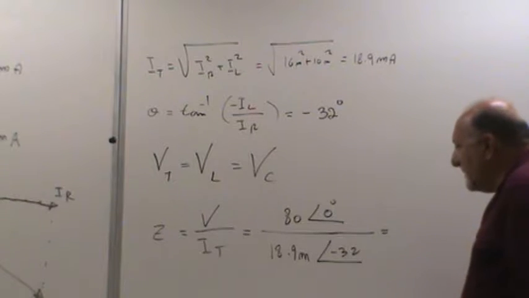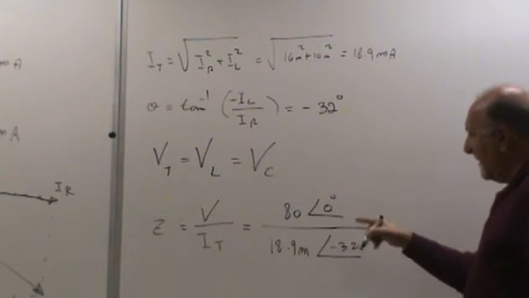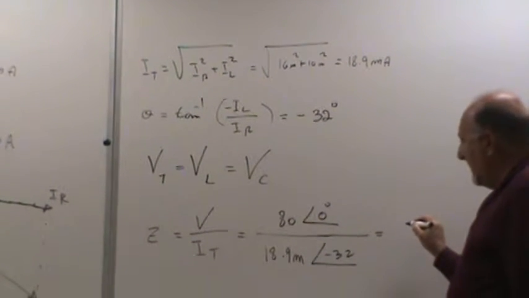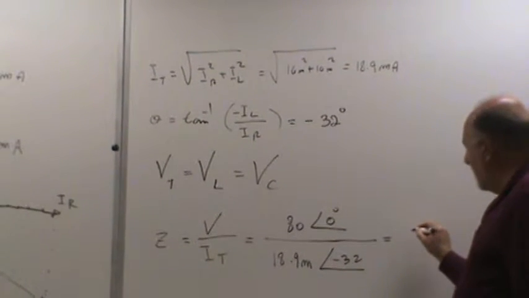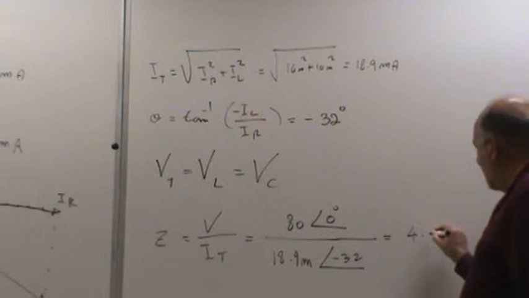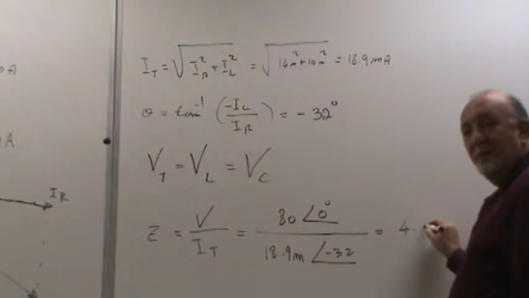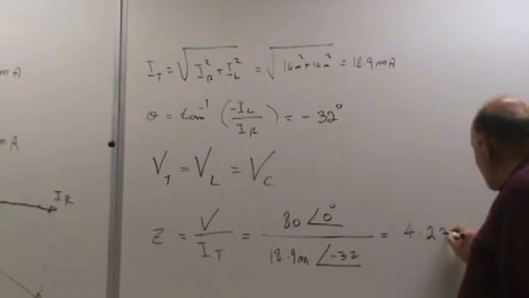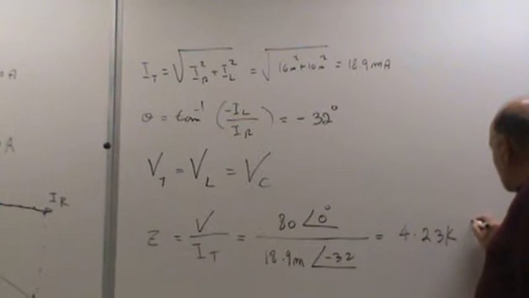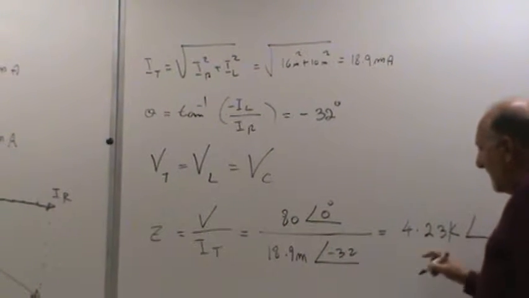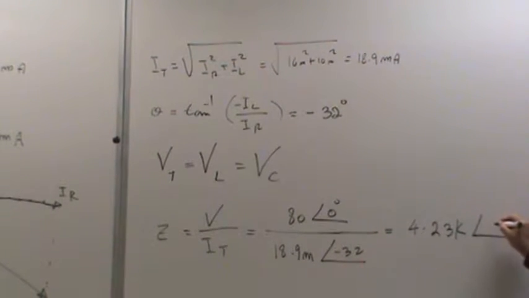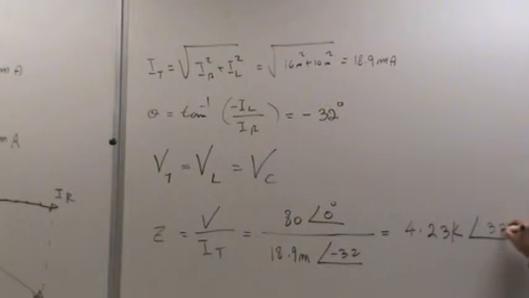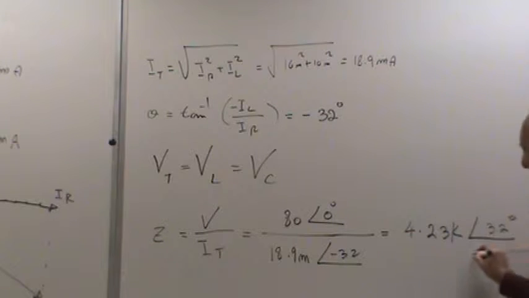So now I can find Z. What's 80 divided by 18.9 milliamps? 4.23K. Yes, 4.23K. Let's put the angle there. The angle from the denominator becomes positive in the numerator, so 32 degrees. And that's Z right there.